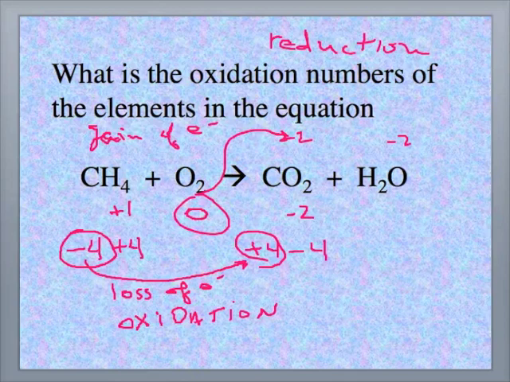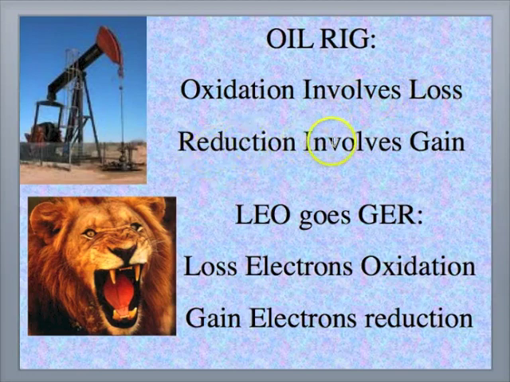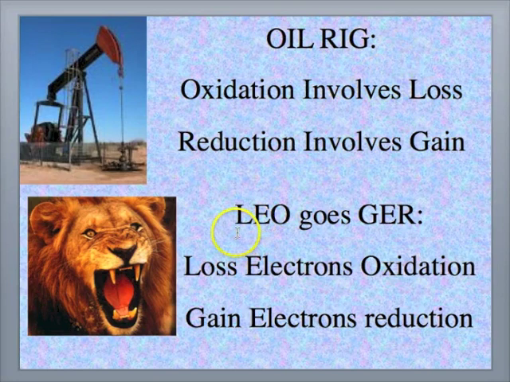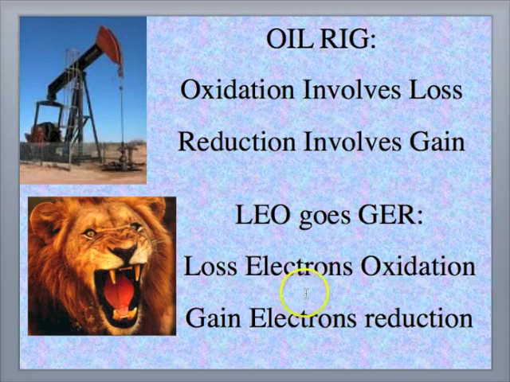There's a couple of mnemonics that students have told me over the years. Oil rig. Oxidation involves loss of electrons, that is. Reduction involves gain. So that's oil rig. Or Leo goes grr. That's a loss of electrons is oxidation, gain of electrons is reduction. So oxidation numbers can help you to see if chemical reactions are oxidation reduction reactions.